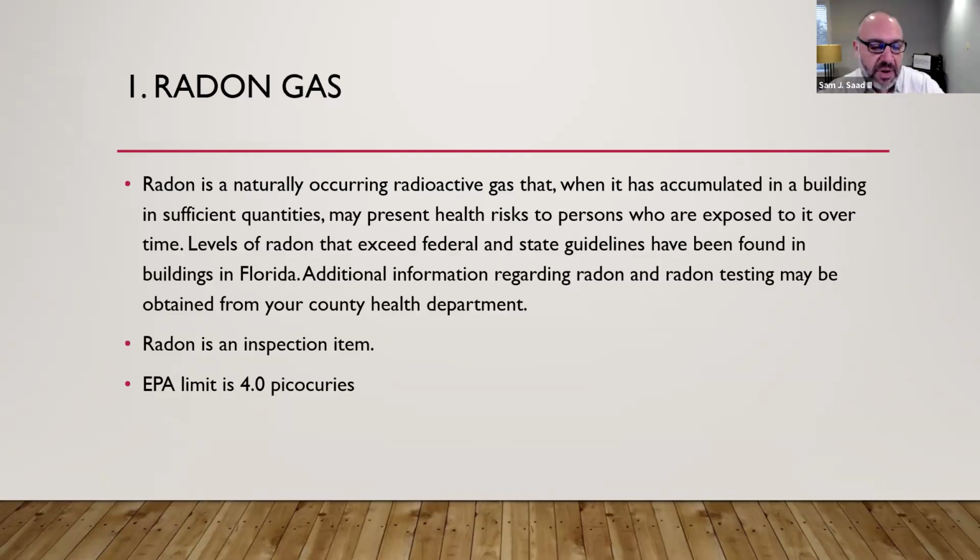But the radon gas, radon is a naturally occurring element. It builds up when you keep the doors and windows closed. So open the doors and windows, air your property out. Radon is an inspection item. So if you do have high radon, the buyer can request the seller remediate that. And the limit is 4 picocuries under the EPA guidelines.